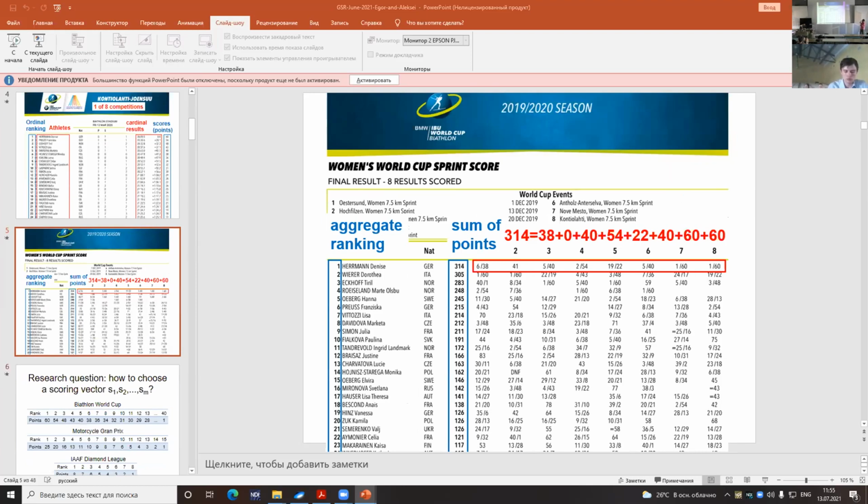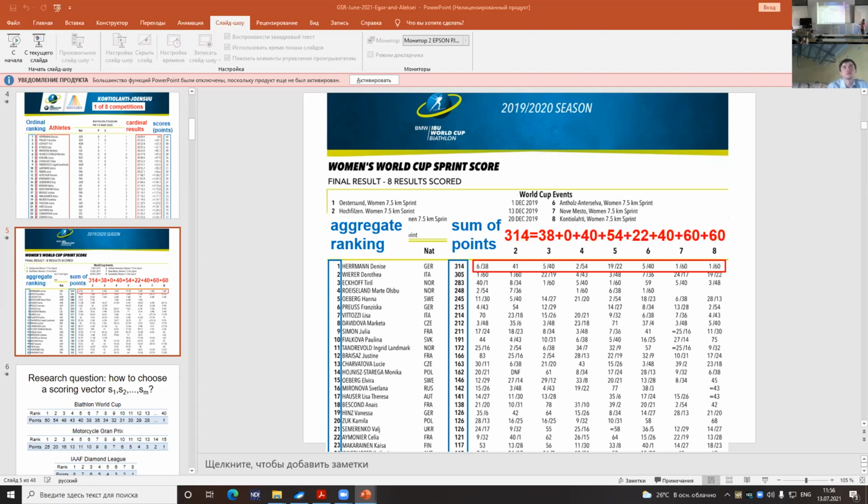How does the aggregation procedure work? On the slide you can see the final protocol of all 8 competitions in the season 1920. For instance, Denise Hermann, she is the first in the line. In the first competition, she was 6th and earned 38 points for the 6th position. In the second competition, she was 41st, so she earned 0 points according to the vector that IBU uses. And so on. For instance, in the 7th and in the 8th competition, she was 1st and earned 60 points in each of them.